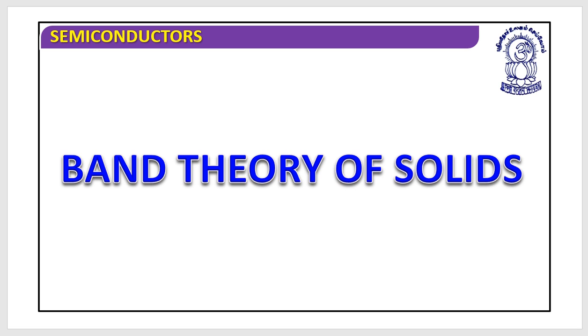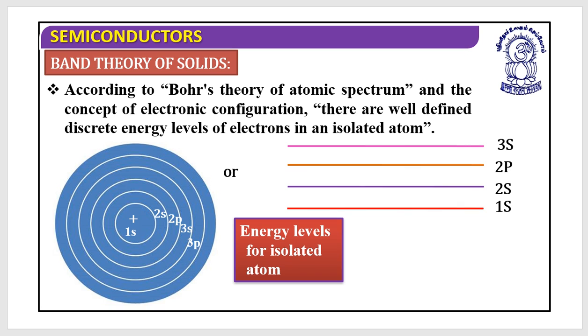This is a very important aspect and a very important approach to understand how each element is going to behave, whether in a normal situation or if the temperature changes. Let's have a look at what it says. Band theory of solids is according to Bohr's theory of atomic spectrum and the concept of electronic configuration. There are well-defined discrete energy levels of electrons in an isolated atom, which is the part of chemistry that you learn very well.